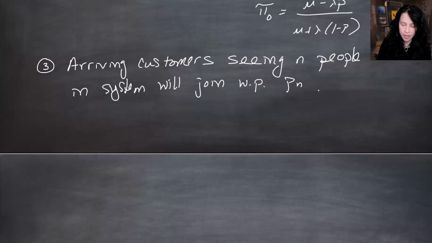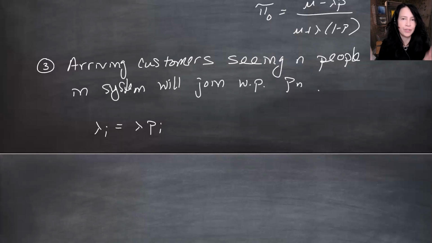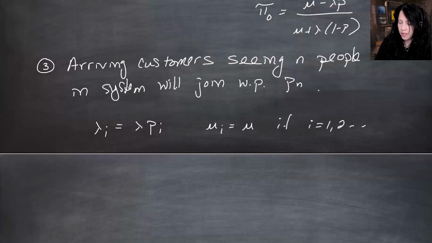You would approach it as a birth and death process. You would say that lambda I, the birth rate when there's I in the system, is going to be the Poisson rate, lambda, times pI. So you're thinning it out as you go, changing the rate of arrival as you go. And then mu I is going to be mu, that's always the death rate, if I equals 1, 2 on up, and it's going to be 0 if I equals 0.